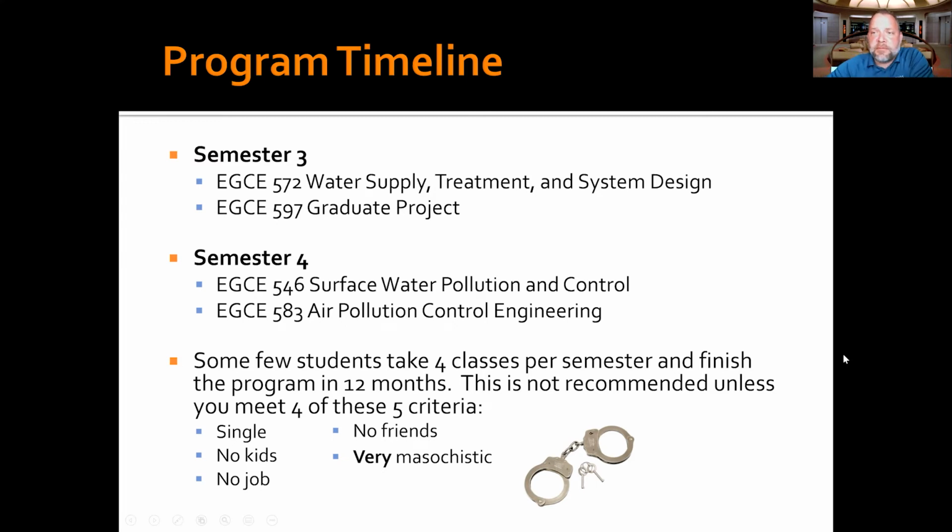And again, if you meet 5 of these criteria in the other direction, married, 4 kids, full-time job, lots of friends, not masochistic, I guess you could even consider taking just 1, especially in these coronavirus times right now. 1 class per semester, I mean.